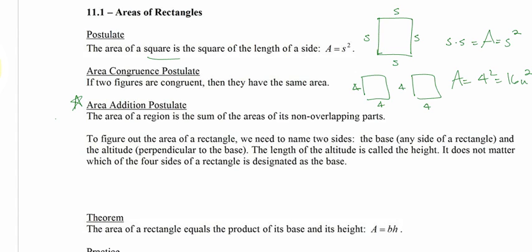This third idea is going to be very important in this chapter, the area addition postulate. The area of a region is the sum of the areas of its non-overlapping parts. How is that going to benefit us?